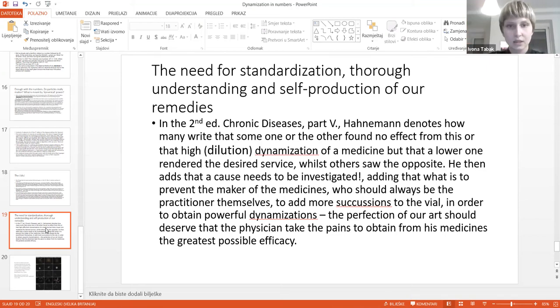And I'm glad that both of you mentioned this because my last slide, well, there's one more, but that's just a picture, which is incredible, by the way. Hahnemann also mentioned the need to, as Tikva said, be able to self-produce our remedies, to standardize and thoroughly understand why, in some cases, the low attenuation or a high attenuation didn't work. Hahnemann was aware that in chronic diseases it is frequently written that some found no effect from high dilution and some found no effect from low dilution. He says this needs to be investigated, so we need to understand why this happened. And he says, what prevents us, the makers of medicine, which should always be ourselves, from adding more succussions to the vials? If it doesn't work, why not succuss more, if you know it will release more power and you've properly chosen the remedy? So if you're conscientious and not lazy.